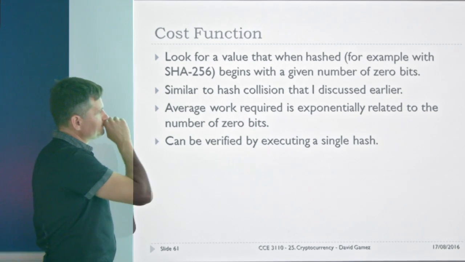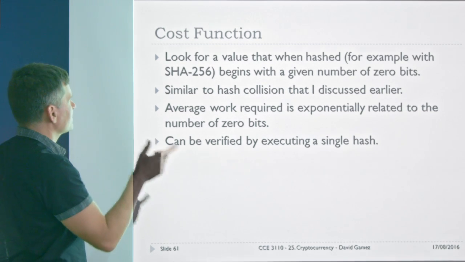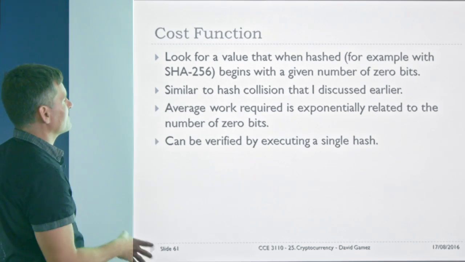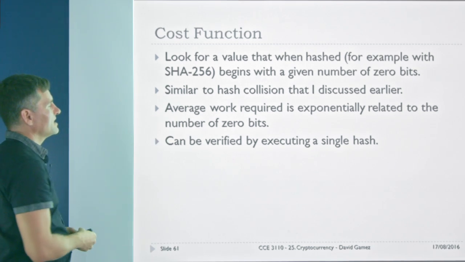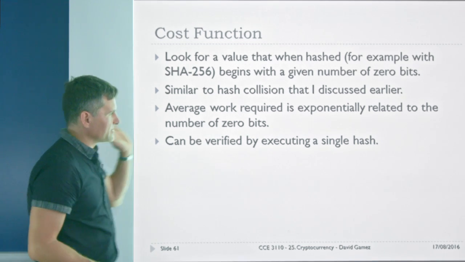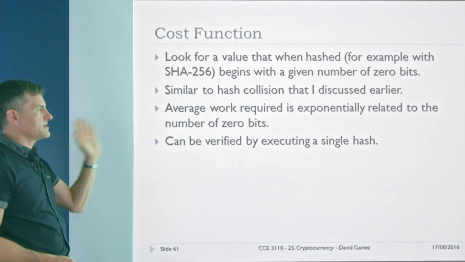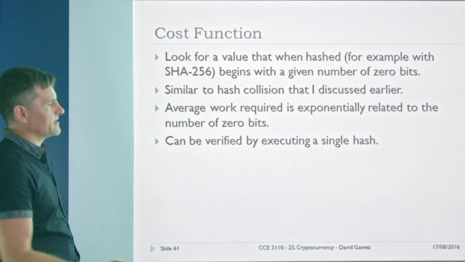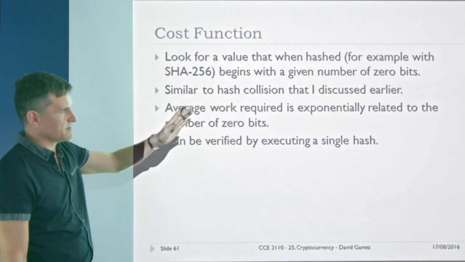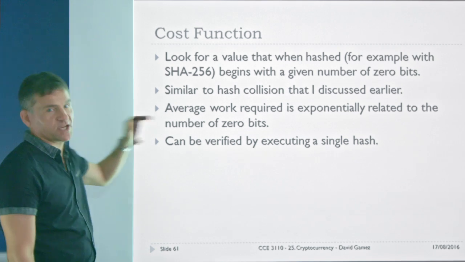So the cost function is to look for a value that, when hashed, for example with SHA-256, begins with a given number of 0 bits. This is the partial hash collision that I discussed earlier. And the work that's required to do this is exponentially related to the number of 0 bits. And you can verify this just by doing a single hash. So it's hard to find a value that starts with a given number of 0 bits, but it's very easy to check that you found that value.